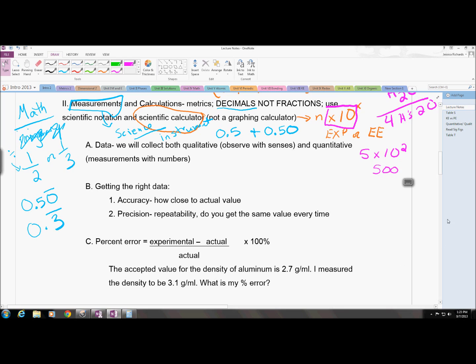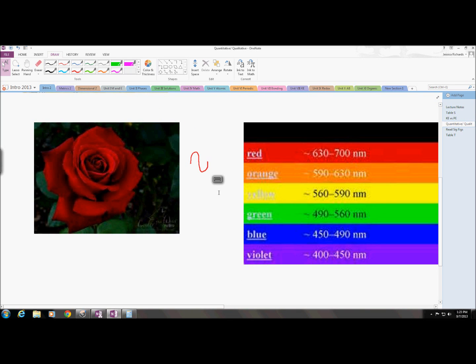We have 2 different ways that we collect data: qualitatively, and that's just using our senses. Is it hot? Is it cold? Is it soft? Is it hard? Is it red or blue? And quantitatively, and most of us know that quantitative has something to do with quantities, with numbers. So if I were qualitatively looking at this rose, I would say that that rose is red. If I were quantitatively going to give a measurement, I would say that the wavelength of light given off by the petals is, say, 650 nanometers.